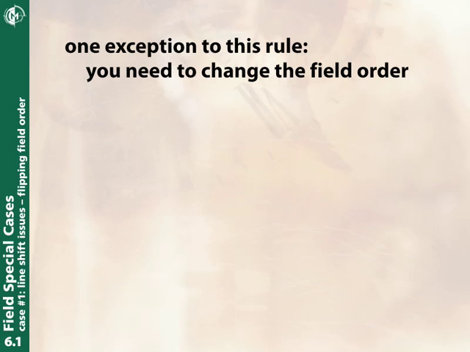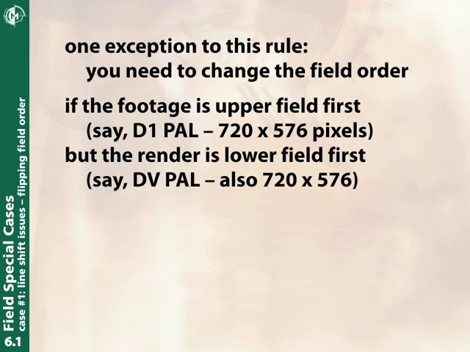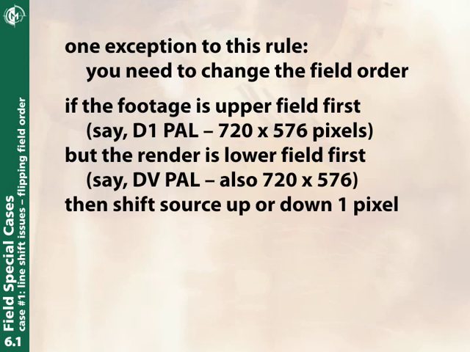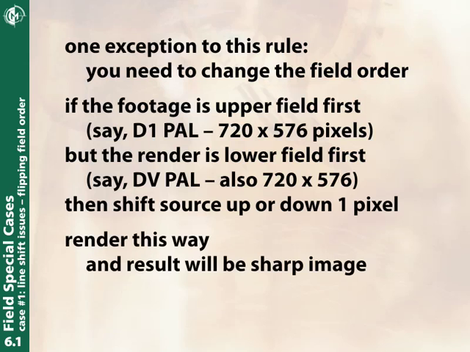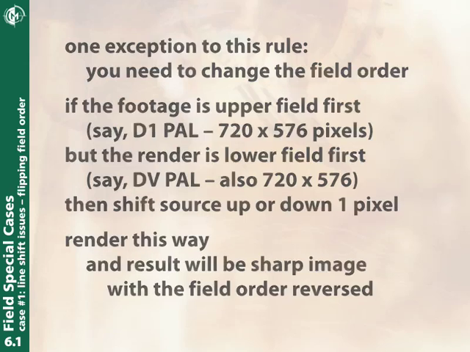If you happen to get some footage in that was captured upper field first, but you want to go out lower field first, go ahead and bring that footage into your comp, then shift it up or down just 1 pixel, and you will in essence flip the field order. Render that back out again, and you'll have the sharpest possible image, and you can go ahead and mix it with your other lower field first footage.